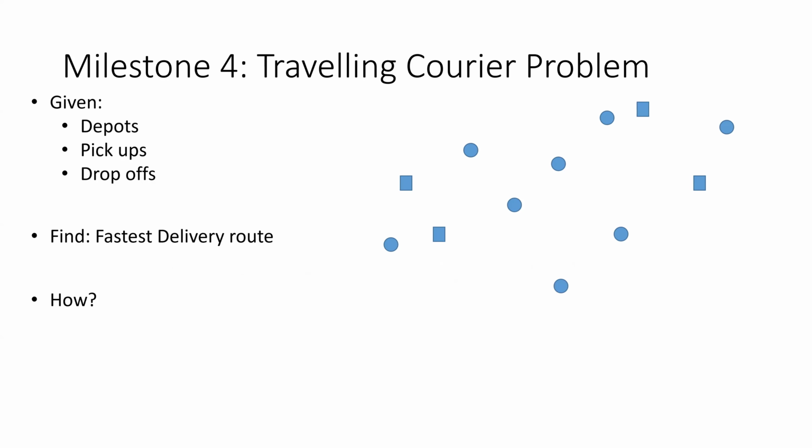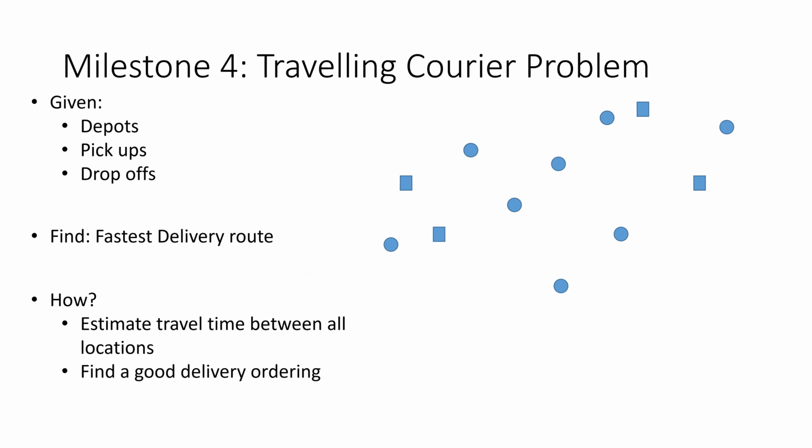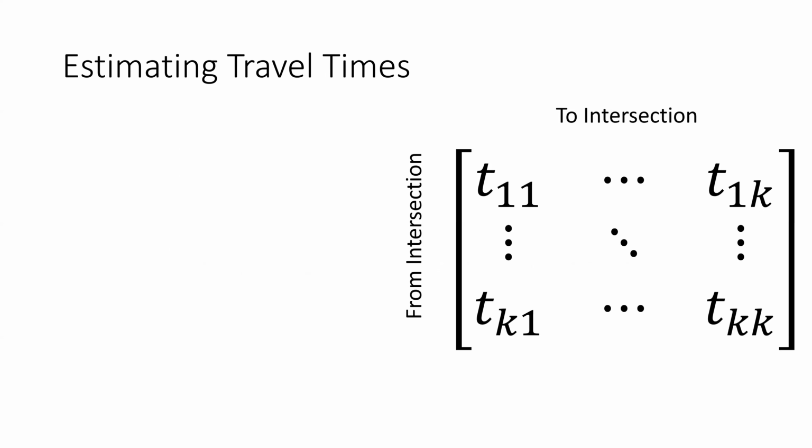Okay, so this is a quick review. Remember what you're doing in milestone 4: you've got a bunch of depots, a bunch of pickups, a bunch of drop-offs, and you've got to find the fastest delivery route. That involves estimating the travel time between all the locations and finding a good delivery order. You have to do that in less than 50 seconds for all the cases.